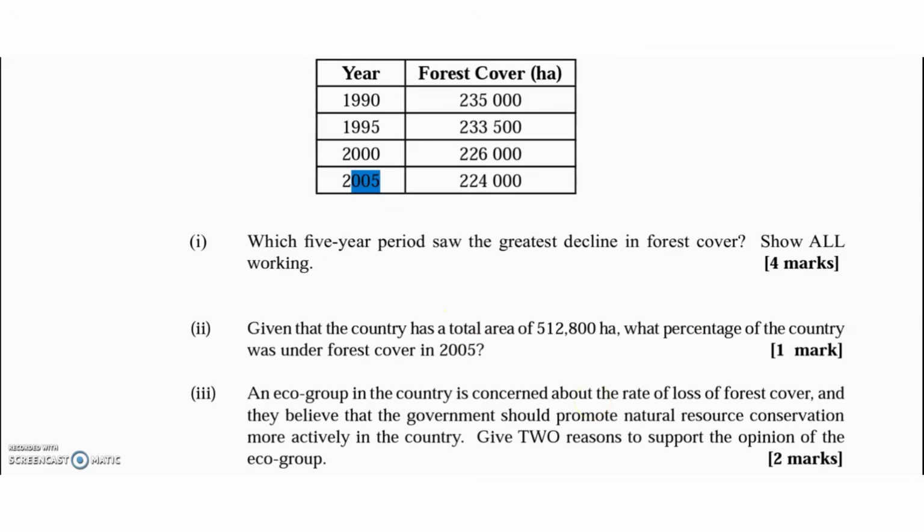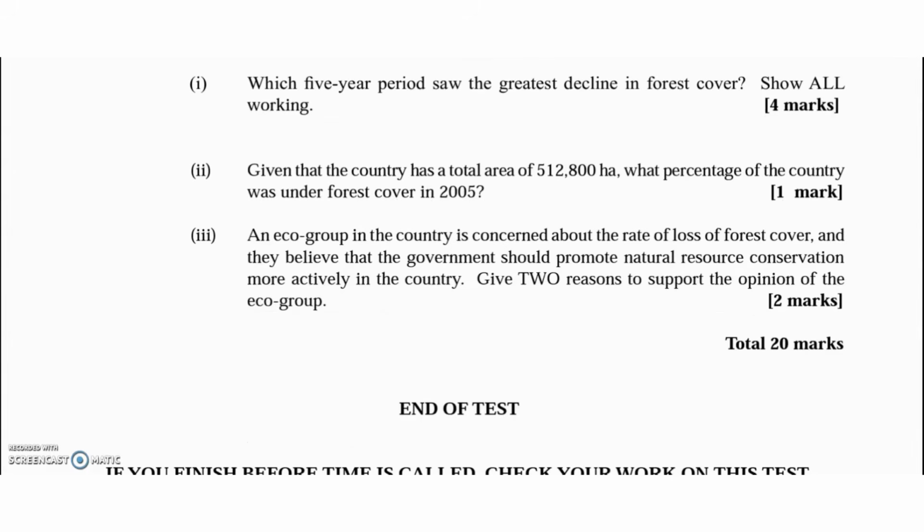All right, the other part of the question now, quickly, let's move on. We are simply seeing here an eco group, last question for the paper, for 2013 paper. An eco group in the country was concerned about the rate of loss of forest cover, and they believe that the government should promote natural resource conservation more actively in the country. Now, give 2 reasons to support the opinion of the eco group.